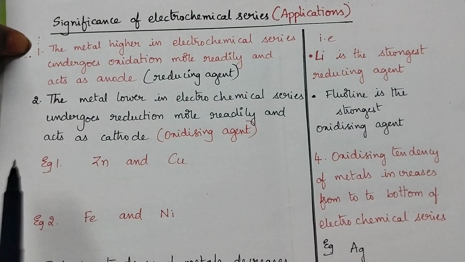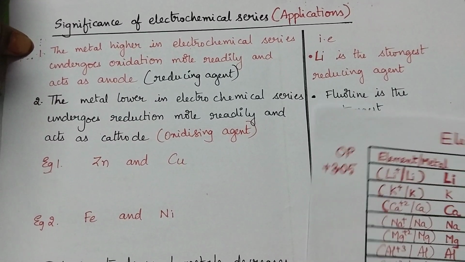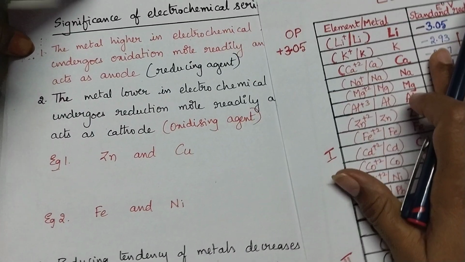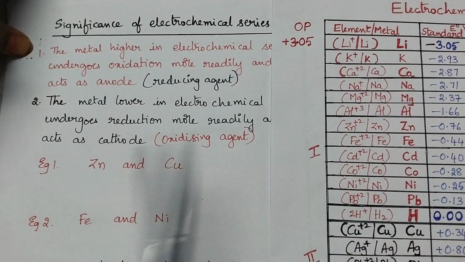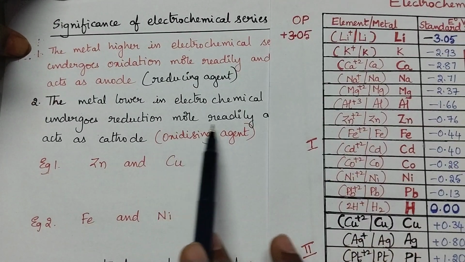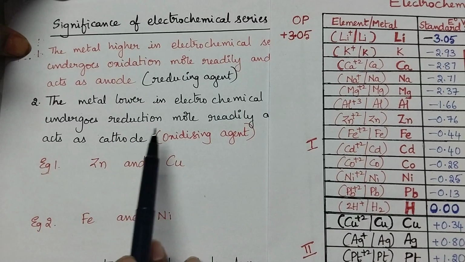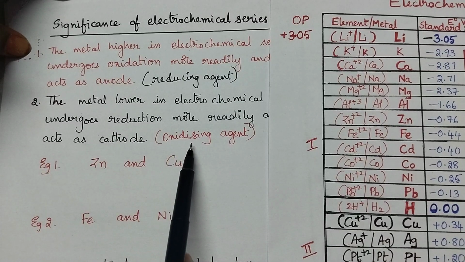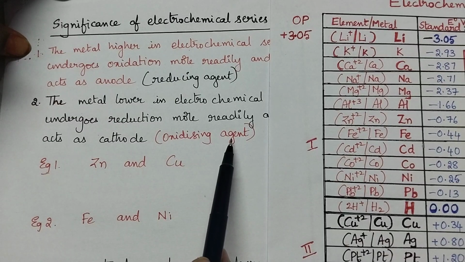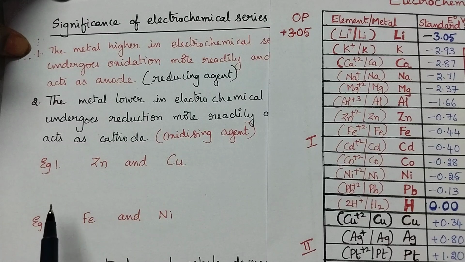Whereas, if we consider the metals which are placed below in the electrochemical series, they readily undergo reduction and hence act as cathode. They can act as best oxidizing reagents. Clear, students? So let us see few examples.